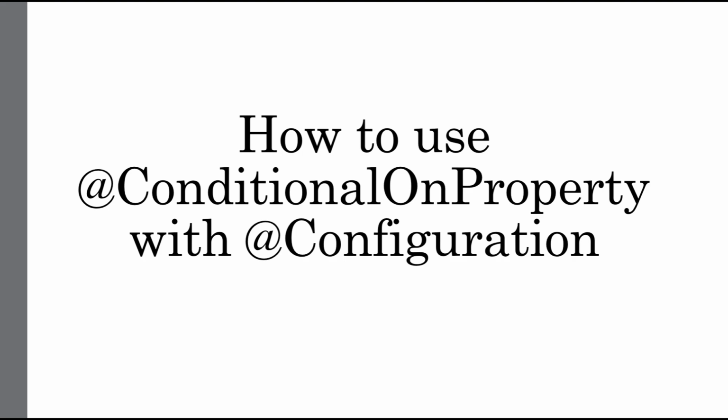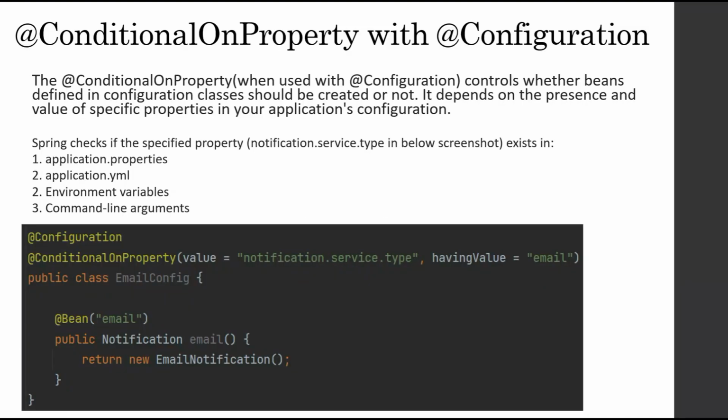In this video, we will understand how to use @ConditionalOnProperty with the @Configuration annotation. The @ConditionalOnProperty is a Spring Boot annotation that allows us to enable or disable the creation of a bean based on the presence and the value of a specific property in the application's configuration. The application's configurations are defined using the application.properties and application.yml files.